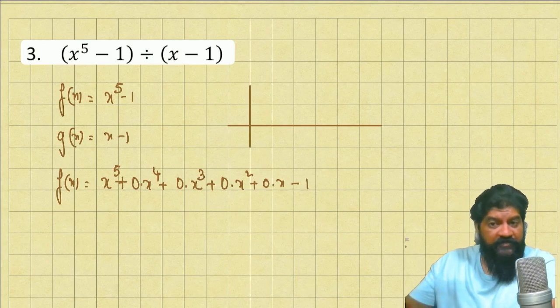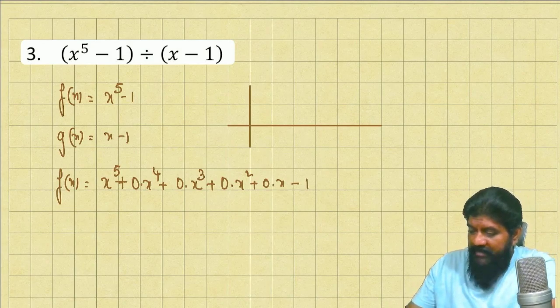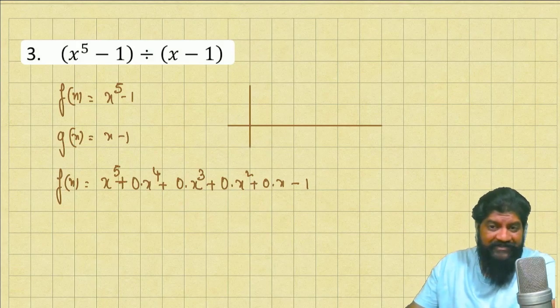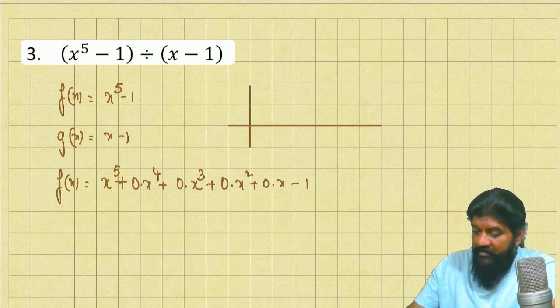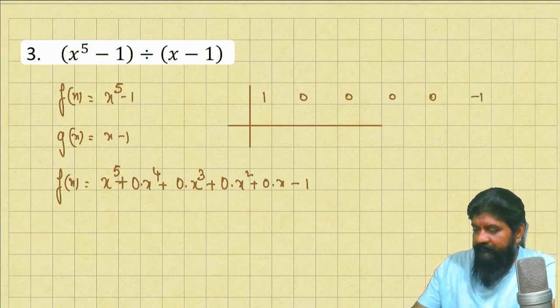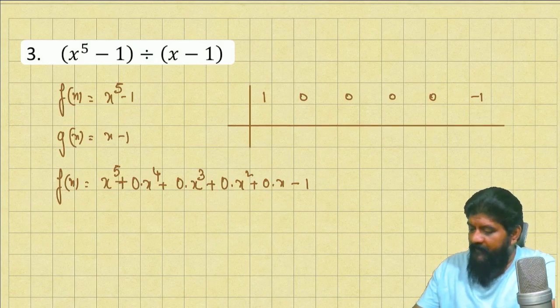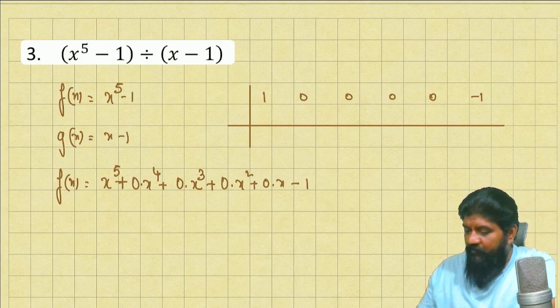Now for the synthetic division method, you would update the coefficients in the reducing powers of the variable. 1, 0, 0, 0, 0, minus 1. So that's what I would get. Let's see, how many zeros do we have? 1, 2, 3, 4.